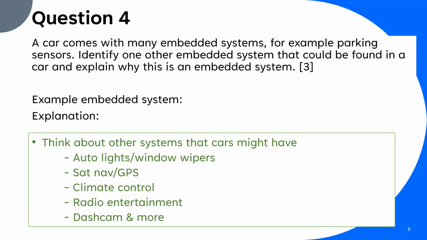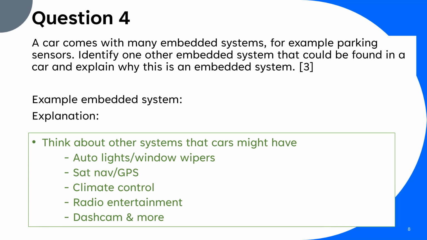Question 4. A car comes with many embedded systems, for example, parking sensors. Identify one other embedded system that could be found in a car and explain why this is an embedded system. So you give an example, okay, like automatic lights, window wipers, sat-nav, GPS, climate control, radio entertainment, dashcam, and more.